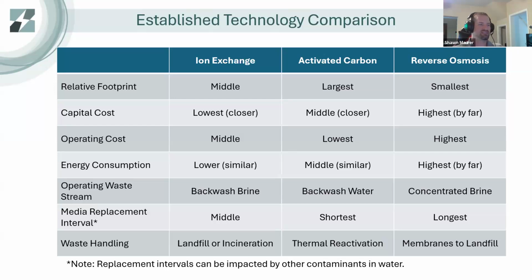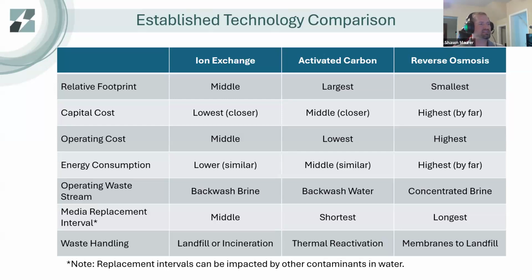Activated carbon tends to be somewhere in the middle as far as capital cost, mainly because of the larger tanks to hold that filter media. Ion exchange has probably the lower capital costs, smaller tanks, smaller footprint. The operating costs are a little bit higher for ion exchange as those resin materials are a little bit more expensive than the activated carbon materials. Energy consumption, activated carbon and ion exchange are very similar to each other. Again, activated carbon can be a little bit higher just due to the larger tankage. Reverse osmosis is by far the highest for energy consumption.